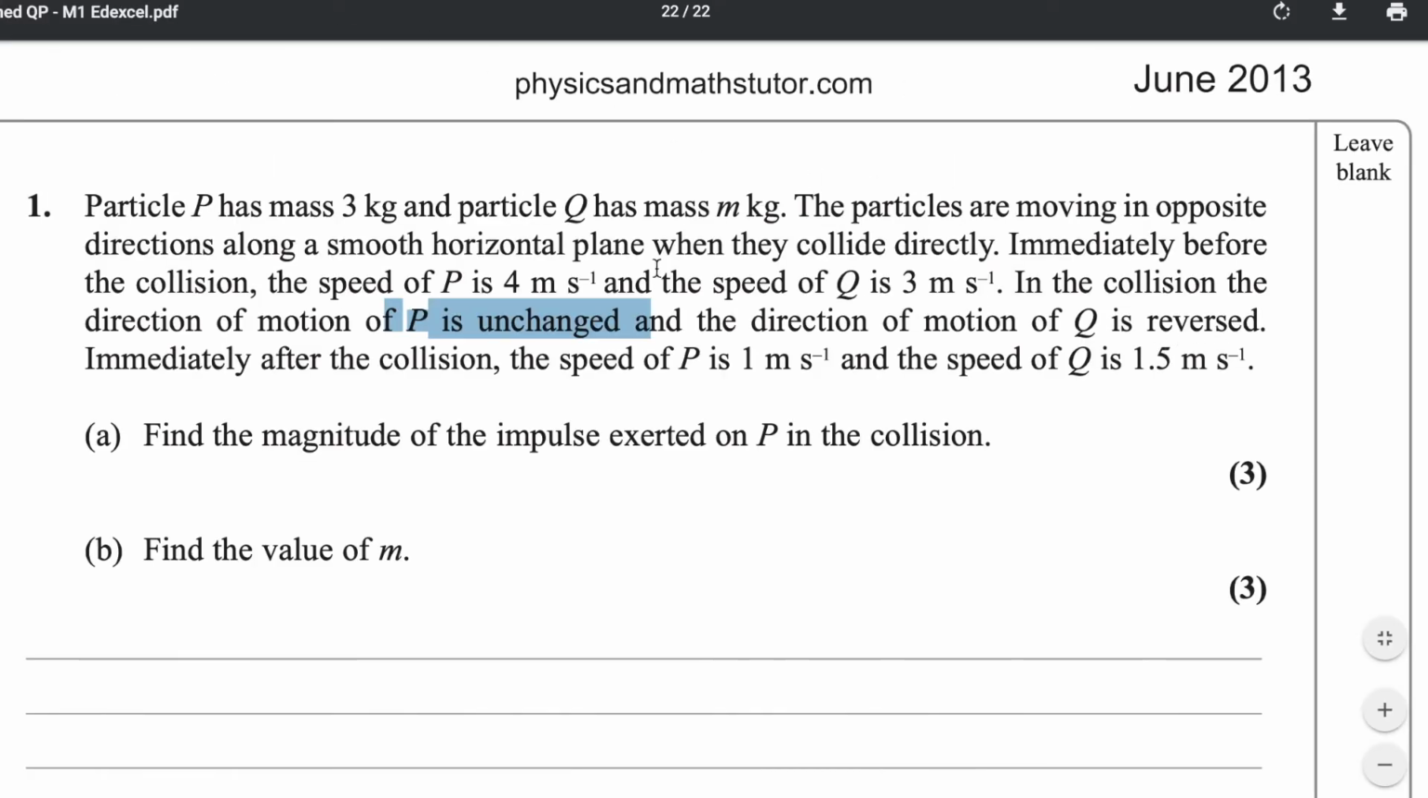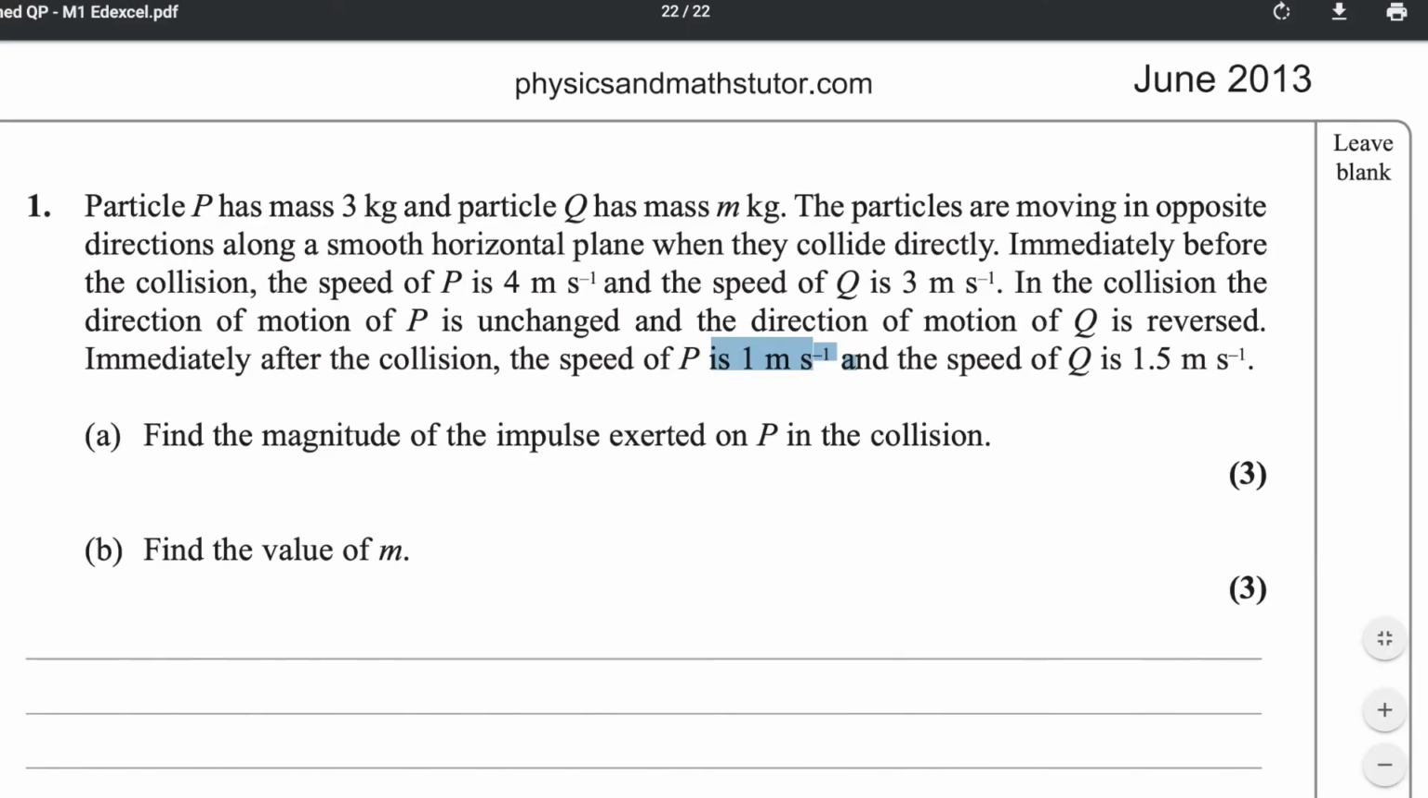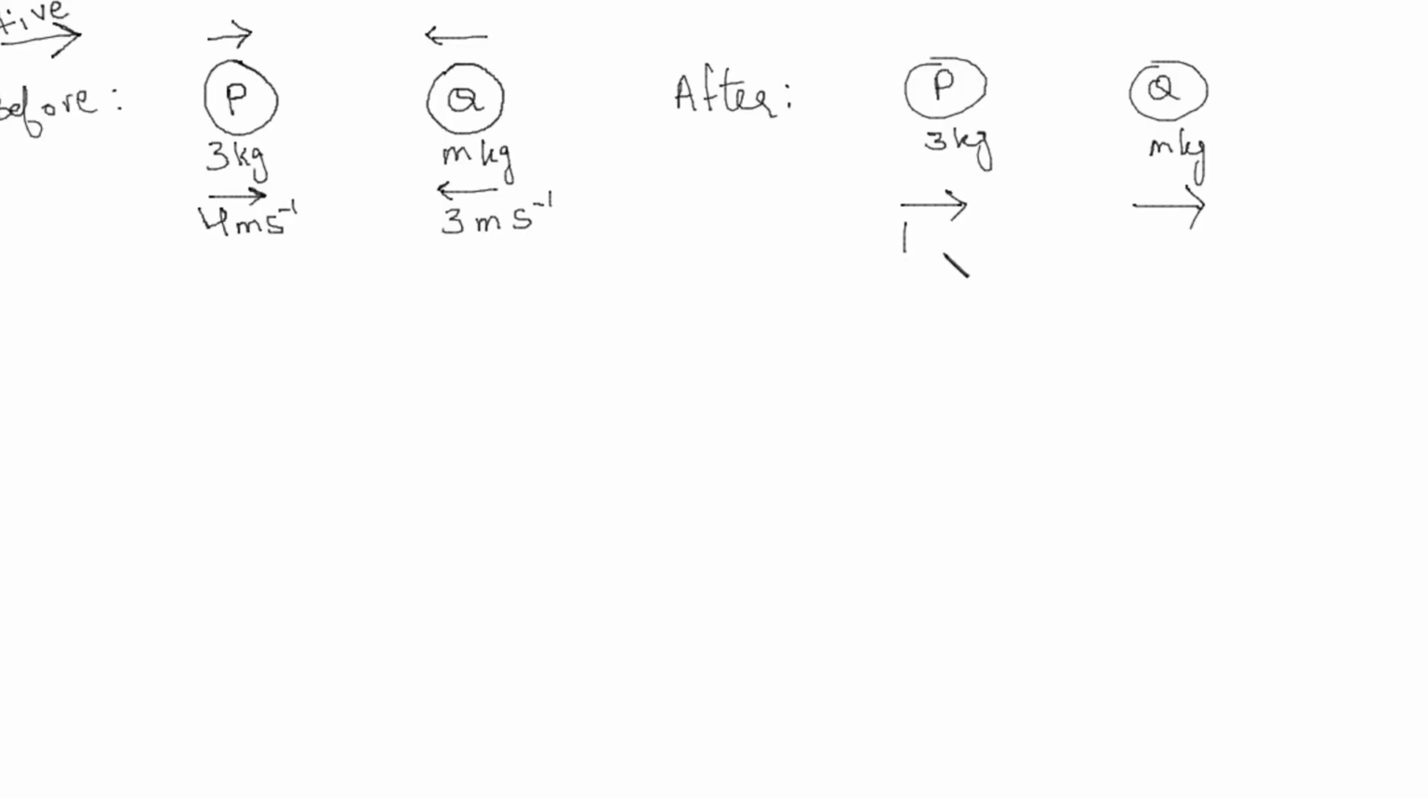Now Q is reversed immediately after the collision. Immediately after the collision, the speed of P is 1 meter per second and the speed of Q is 1.5 meters per second. We have drawn the directions, so I'm just going to label the speeds here: this one is now 1 meter per second, and this one is 1.5 meters per second.